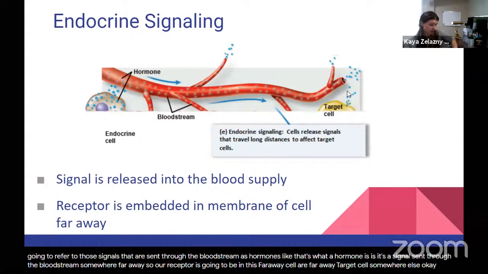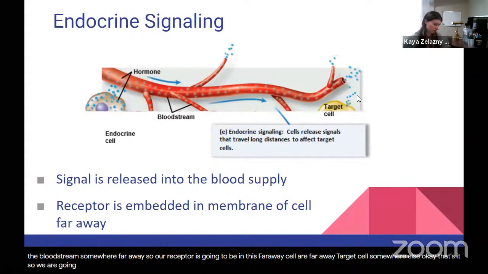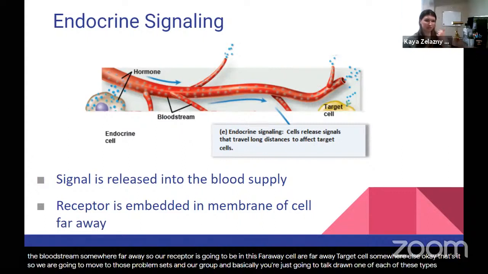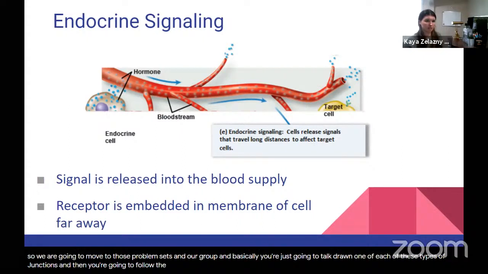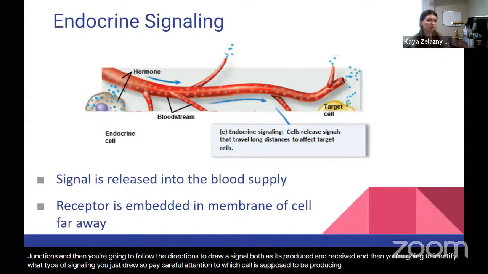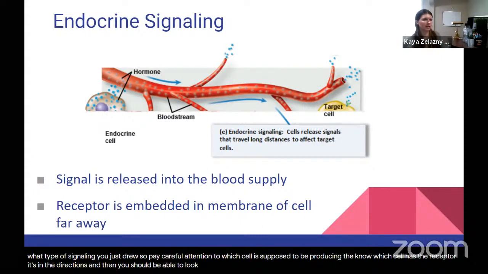That's it. So we are going to move to those problem sets in our group. Basically, you're just going to draw one of each of these types of junctions, and then you're going to follow the directions to draw a signal, both as it's produced and received. Then you're going to identify what type of signaling you just drew. So pay careful attention to which cell is supposed to be producing the signal and which cell has the receptor. It's in the directions, and then you should be able to look at your image and figure out whether you were drawing an autocrine, paracrine, or endocrine signal.